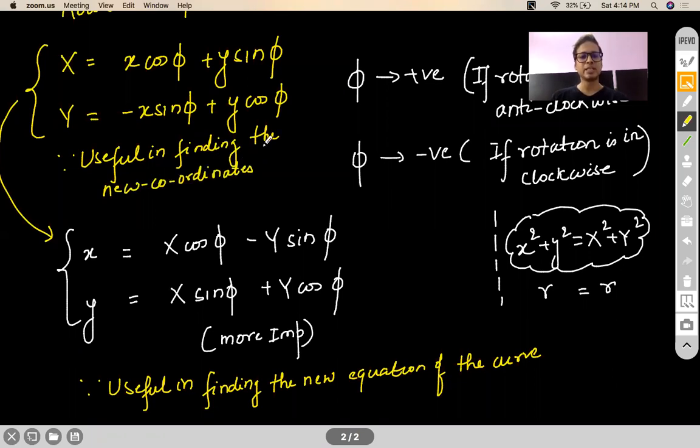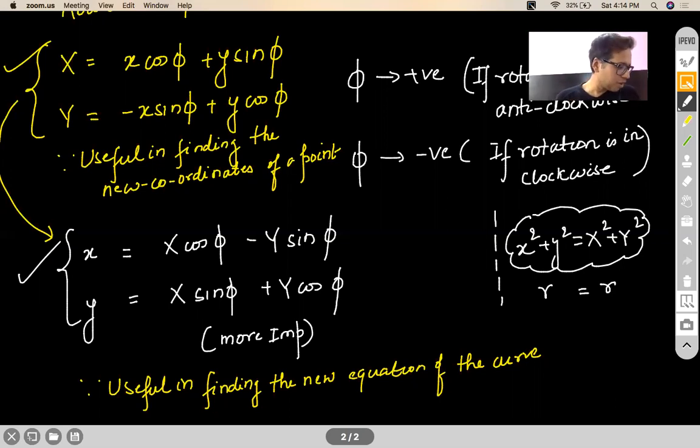Okay. So if you rotate your coordinate axes, what will be the new coordinates? This formula will help you, the yellow one. And if there is a curve given and you're rotating the axes, what will be the new equation? The white one will help you with that. Are you getting my point here? Is it clear? Any questions, any concerns here? Okay. Let us take a small question on this.